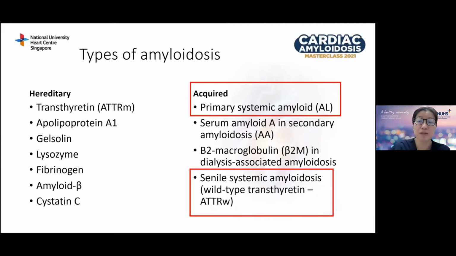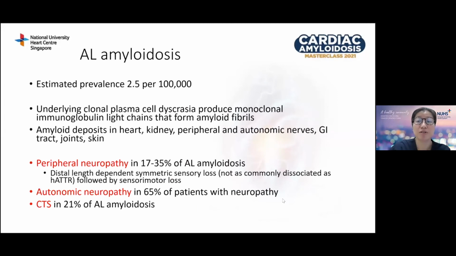The two most common forms of systemic amyloidosis, which are monoclonal immunoglobulin light chain amyloidosis, known as AL amyloidosis, and wild-type transthyretin amyloidosis, are acquired. AL amyloidosis is the most common systemic amyloidosis to affect the neuromuscular system, while ATTR wild-type is the most common systemic amyloidosis. AL amyloidosis is due to the underlying clonal plasma cell dyscrasia, which produces the monoclonal immunoglobulin light chains that aggregate to form fibrils.